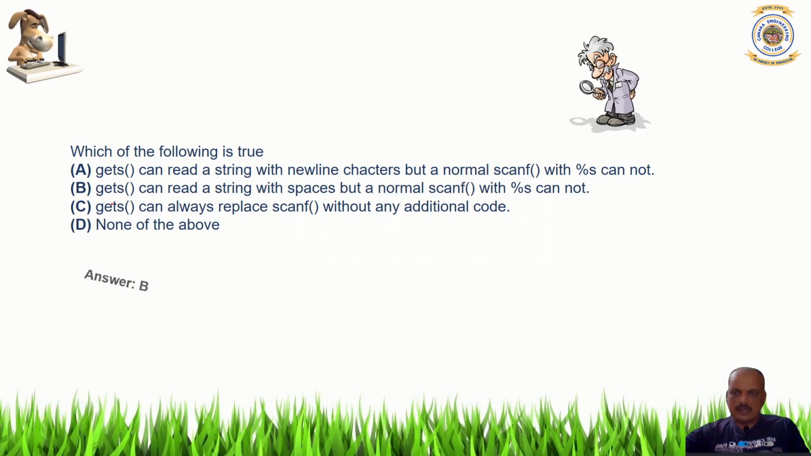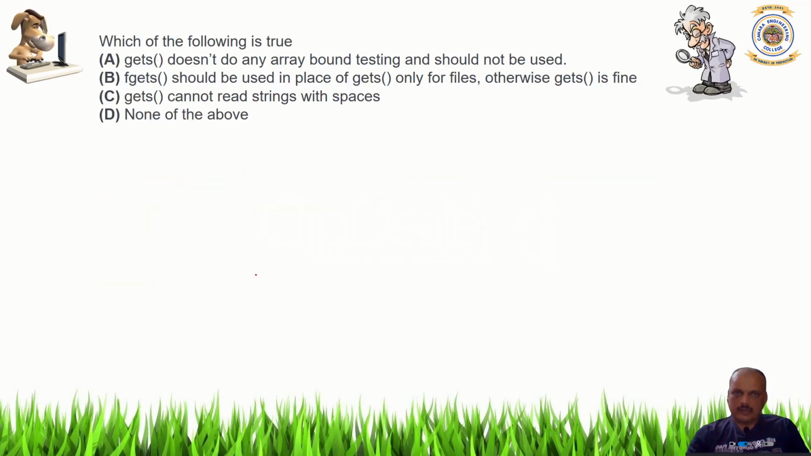So the answer to this is B. If you have guessed B, then yes, you are right. gets can read a string with spaces but a normal scanf with %s cannot. So that's the advantage that you get when you use gets instead of scanf, which is a formatted input that has been formatted for reading strings, that is using %s.